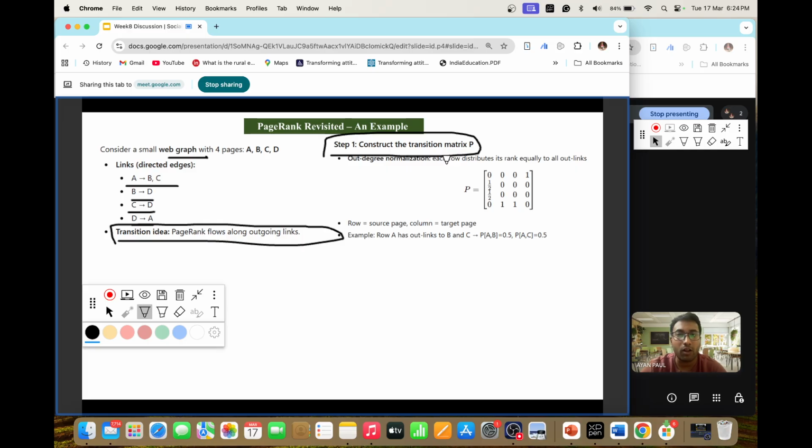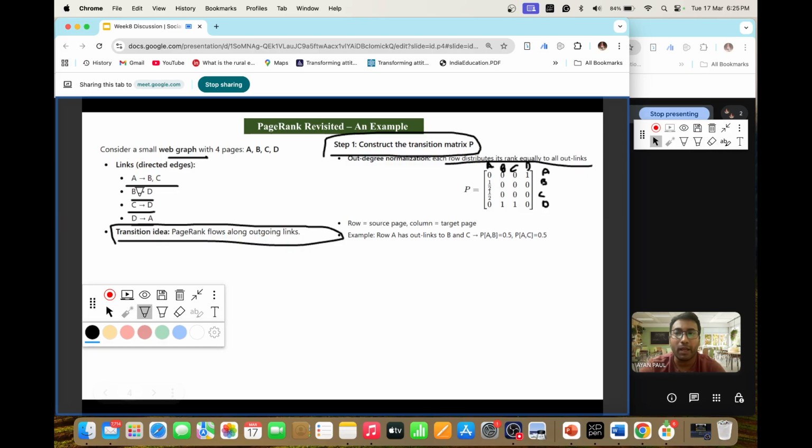Out-degree normalization: each row distributes its rank equally to all its out links. So what is happening here? Let me name the rows A, B, C and D, and here also the columns A, B, C and D. Now how will we make this matrix?